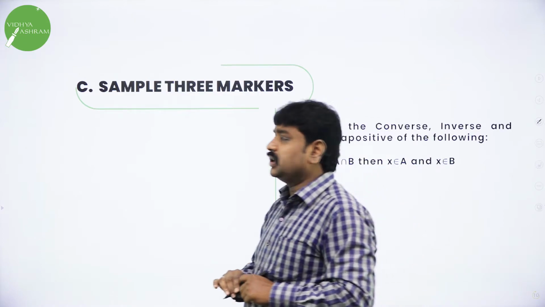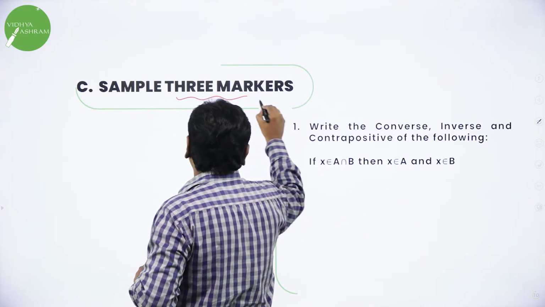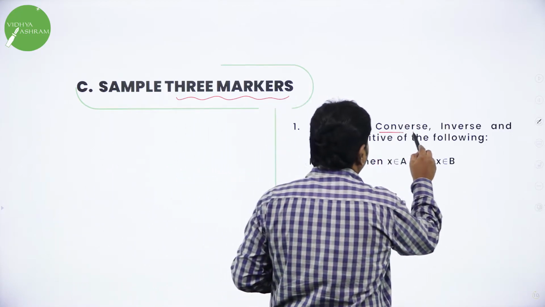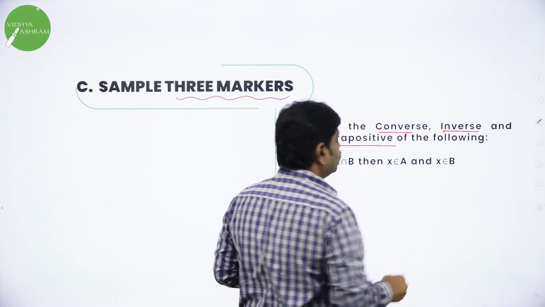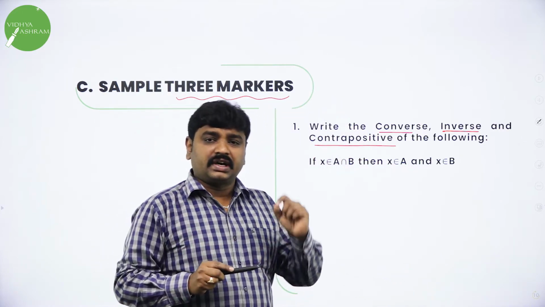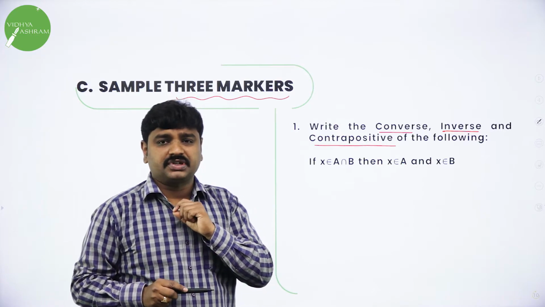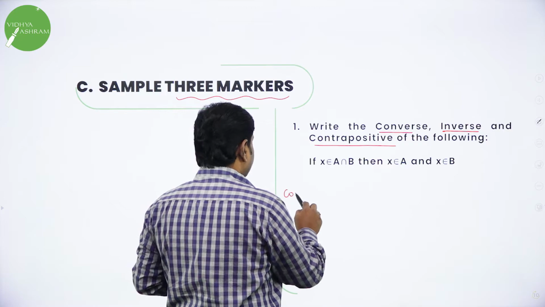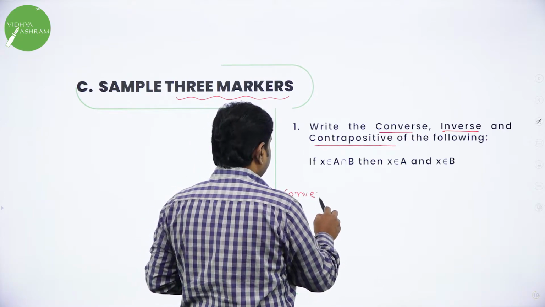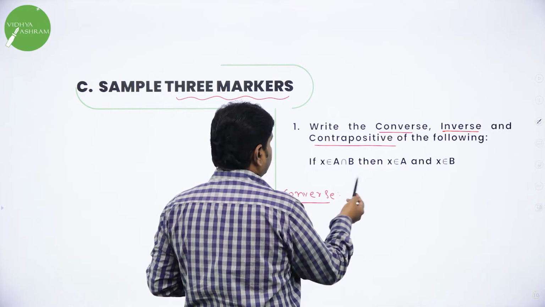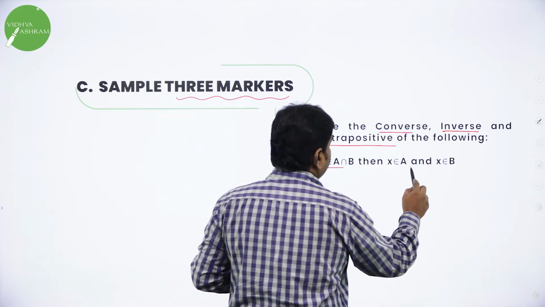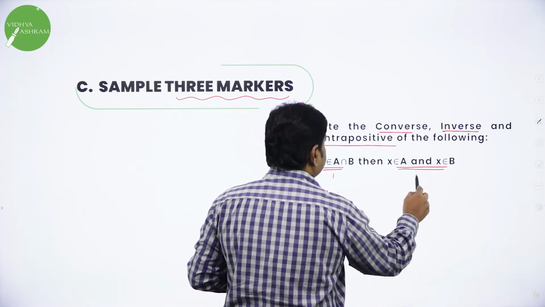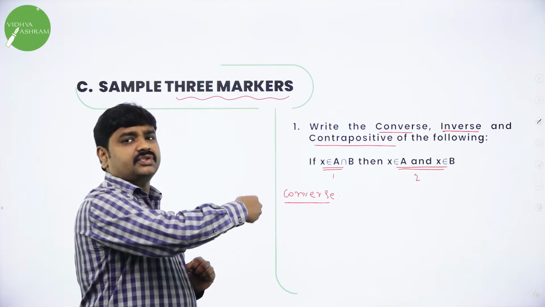Then we'll go for simple 3-mark questions. In the sample 3 markers, the first and simple type is they'll ask you to write converse, inverse, contrapositive. In my last sessions, I taught you how to write converse, inverse and contrapositive. First they want converse. Converse means reverse of the statement. They give if P then Q. First statement, second statement. So interchange: the second statement you write as first and the first you write as second.